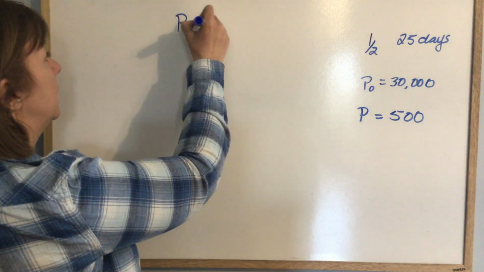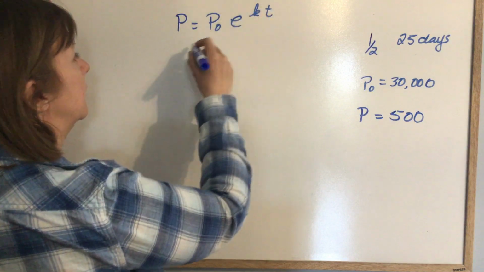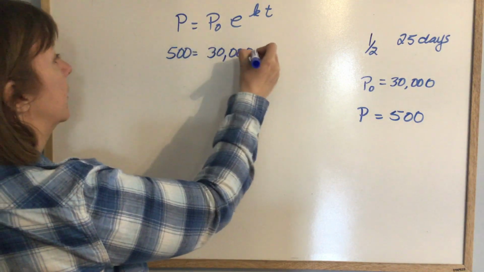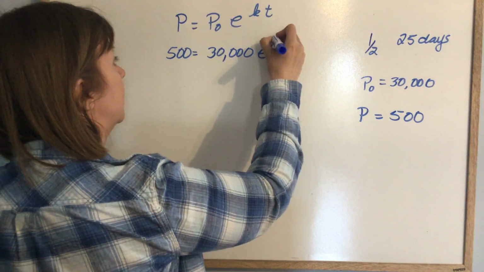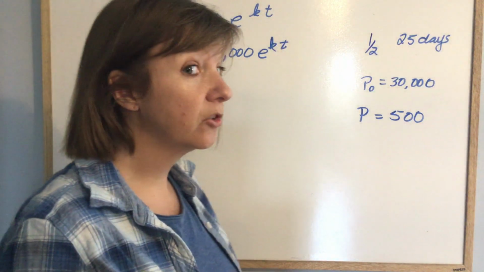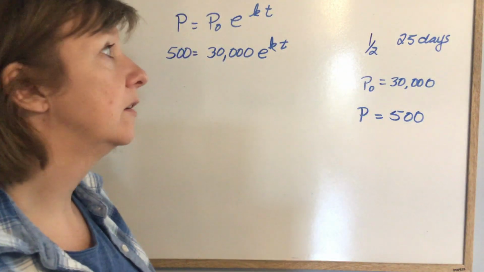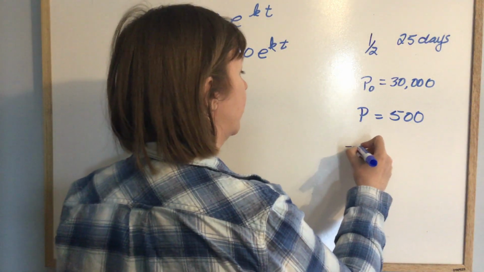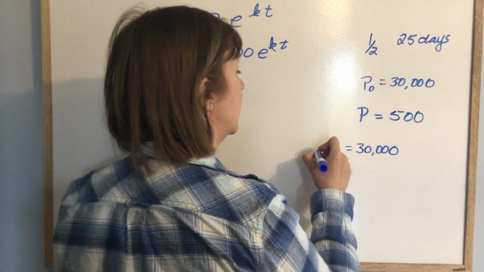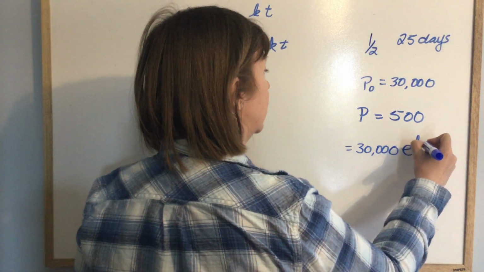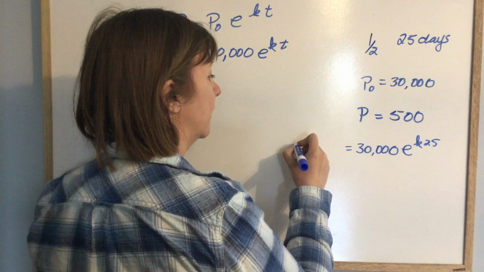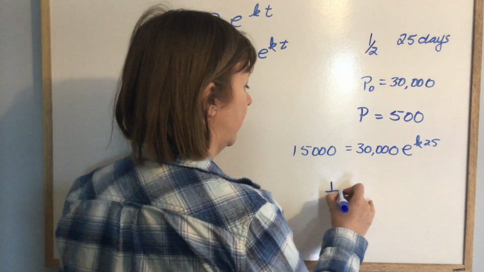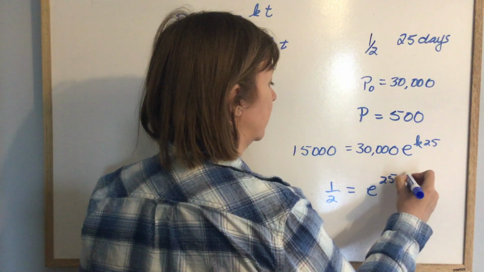So I know the formula is P equals P0 e to the kt, and my original amount, I started with 30,000, and I end up with 500. The problem is I want to know how long, I want to know t, but I also don't know k, which is why they tell you that the half-life is 25 days. So again, just off to the side, half-life means if I start at 30,000 grams, it will take 25 days to break down to 15,000 grams, because that's half, right? So if I divide both sides by 30,000, I end up with 1/2 is e to the 25k.